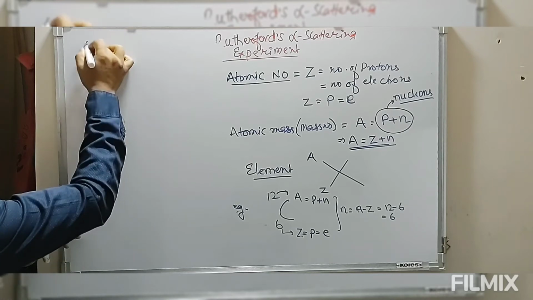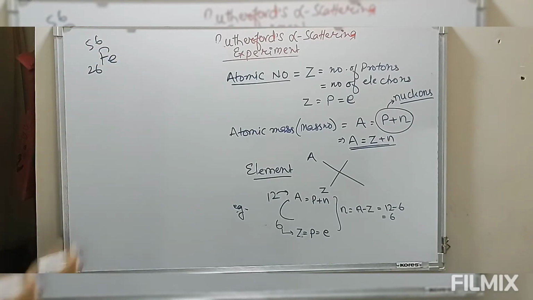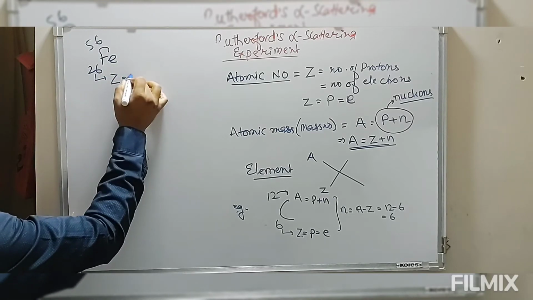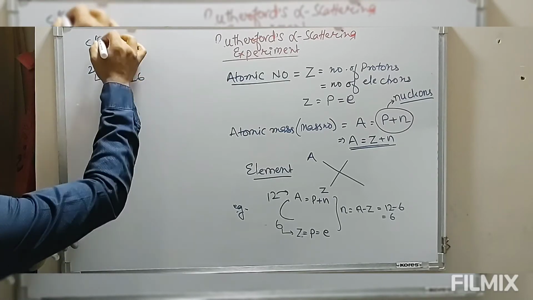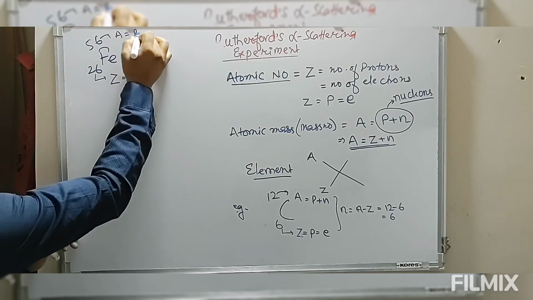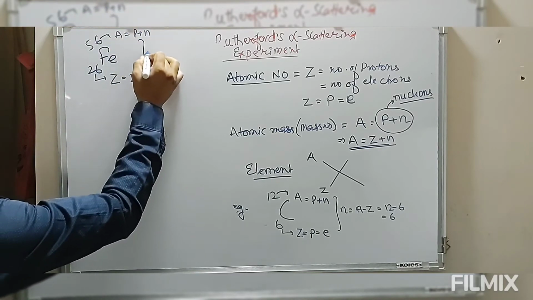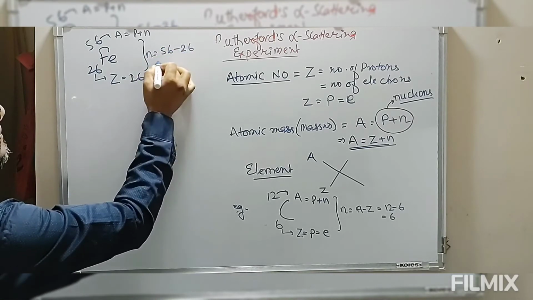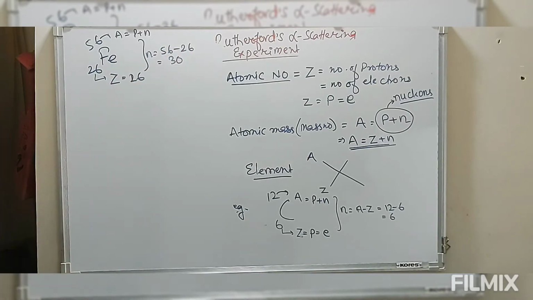Iron has Z equal to 26, so the number of protons is 26. This is A, which is equal to protons plus neutrons. Therefore the number of neutrons is 56 minus 26, so we have 30 neutrons. So this is for a neutral atom.